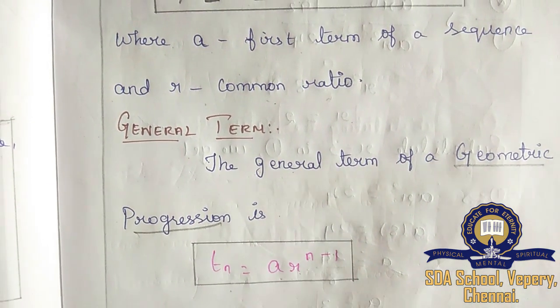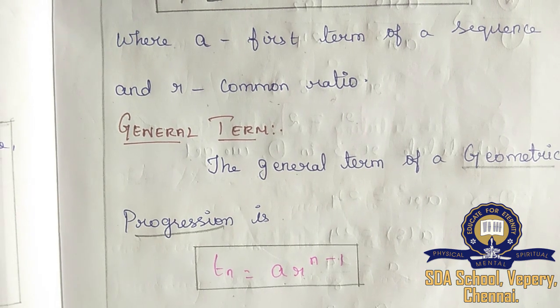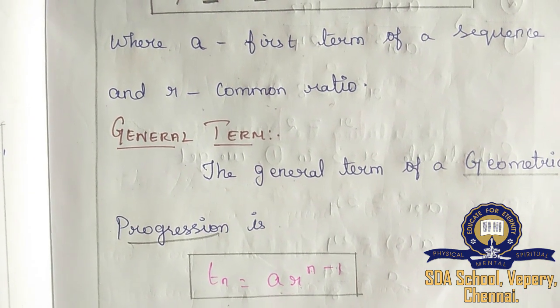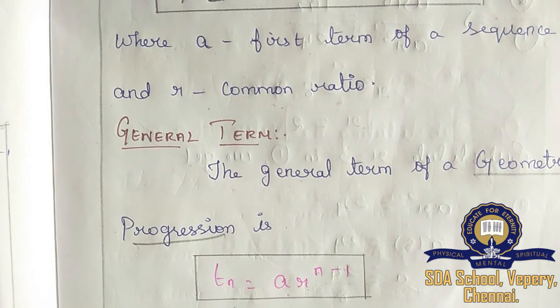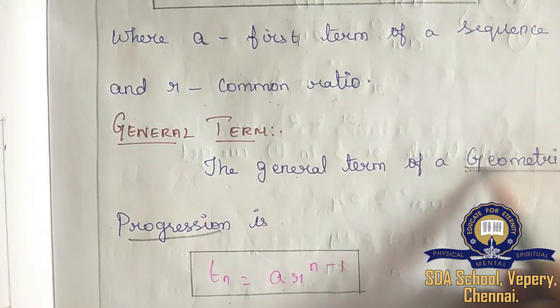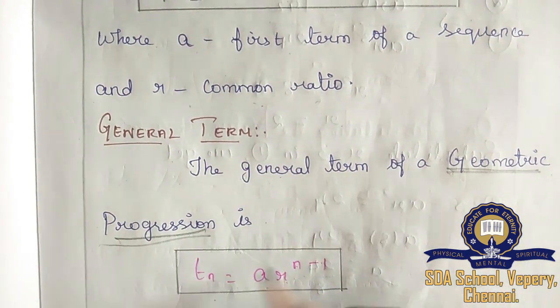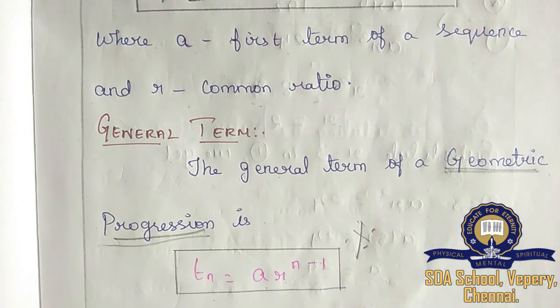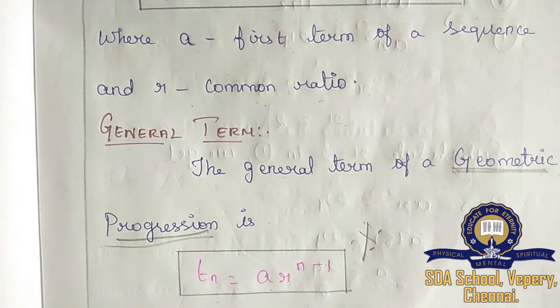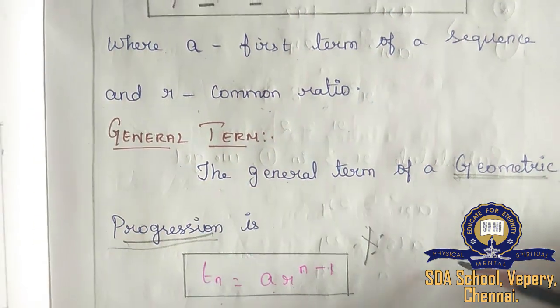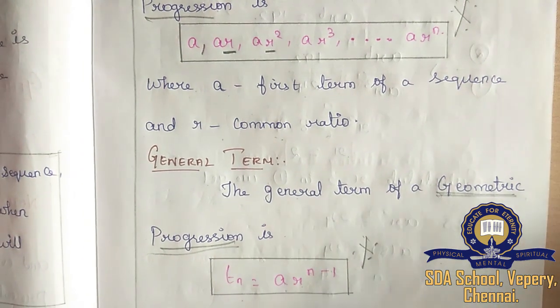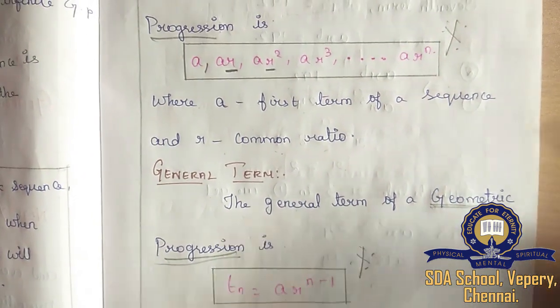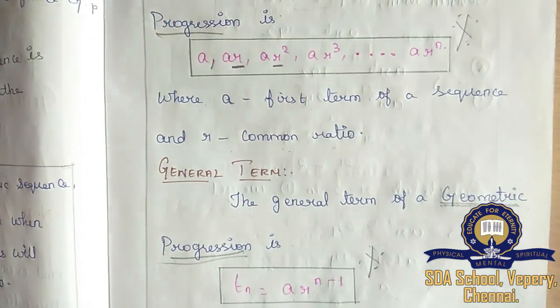Okay, so what is the general term of arithmetic progression? Tn is equal to a plus n minus 1 into d. If you come to geometric progression, the general term is Tn is equal to a into r power n minus 1. These two points are very important. You have to understand very well. Remember all the time, children.